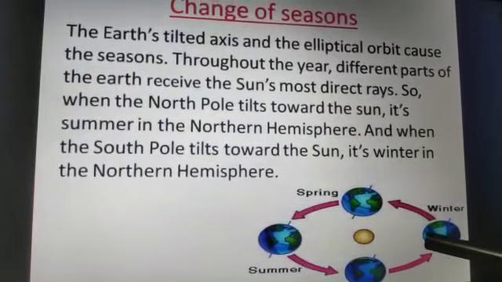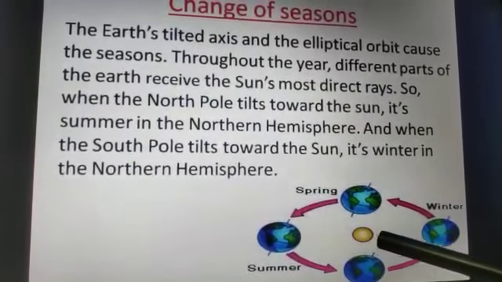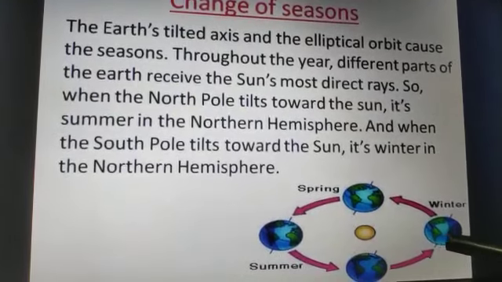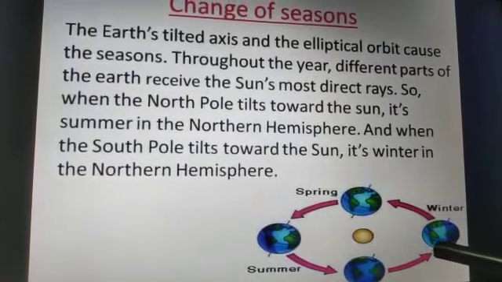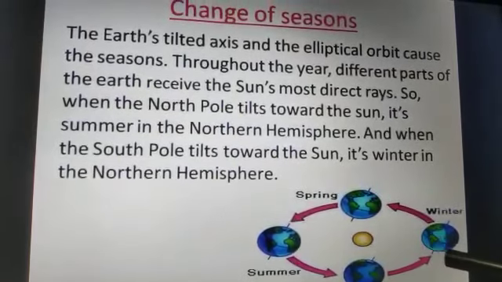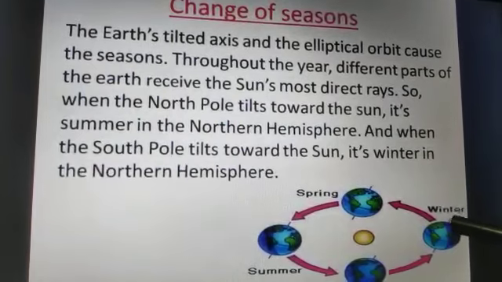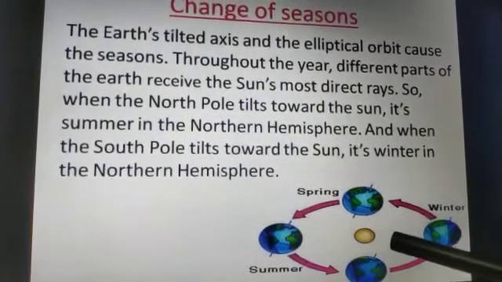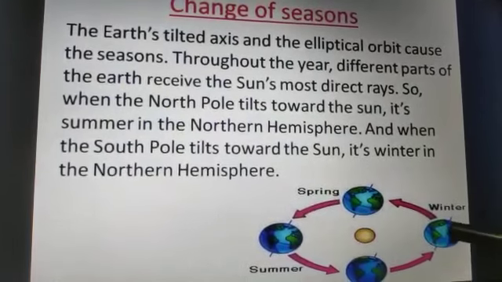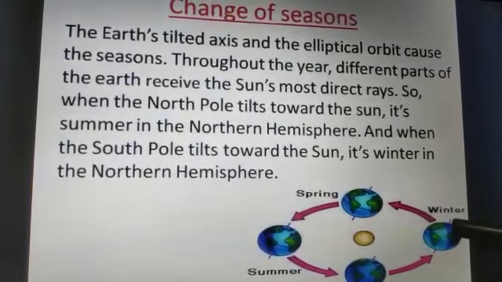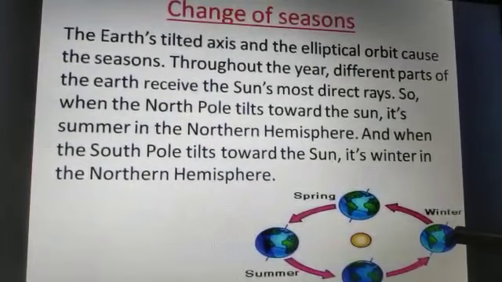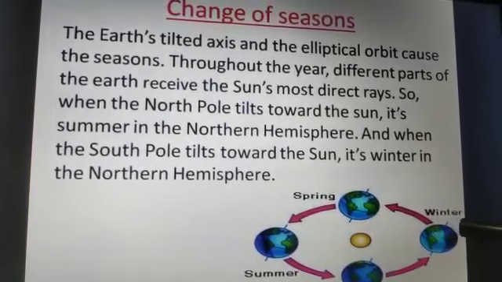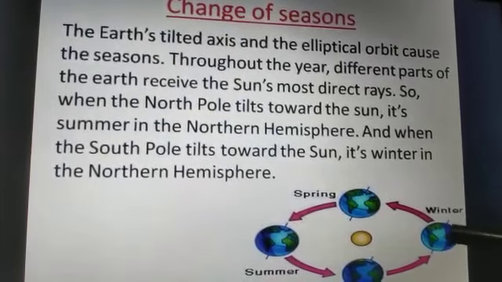So the southern hemisphere is getting more sunlight. So it is summer in the southern hemisphere, and the northern hemisphere is not getting enough sunlight. That means not getting more sunlight. So the northern hemisphere is getting winter. Is it clear to you?